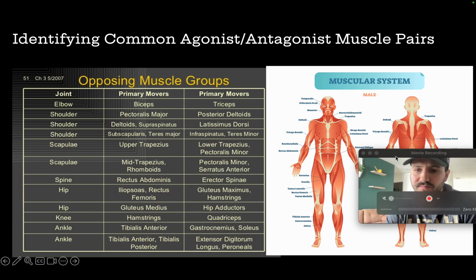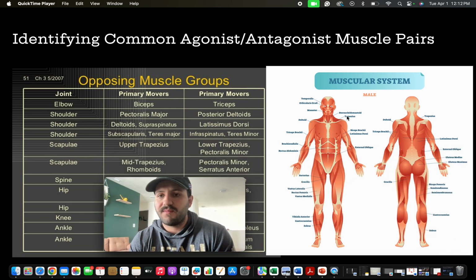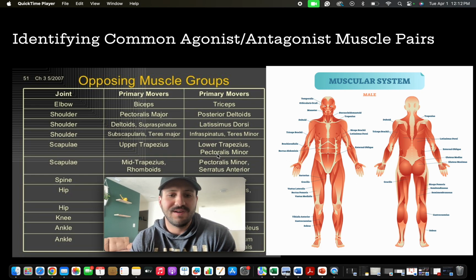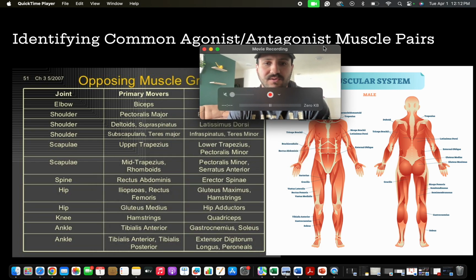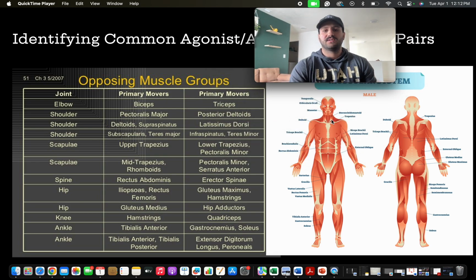Hopefully it gives you a better idea or a general idea of what these agonist and antagonist muscle pairs are. And on this right hand side column, I just put a little depiction of the muscular system. So if you didn't know what the anatomy in the human body was, this hopefully helps a bit here. So you can take a little minute to look at these muscle groups and just compare them to each other.